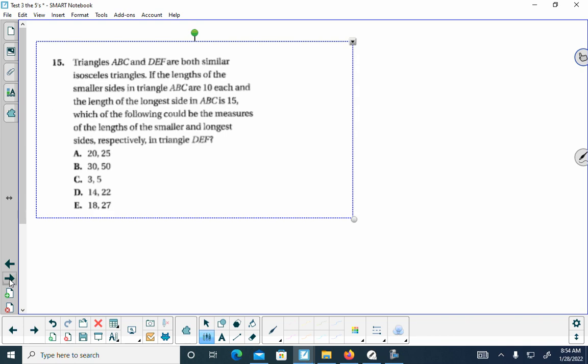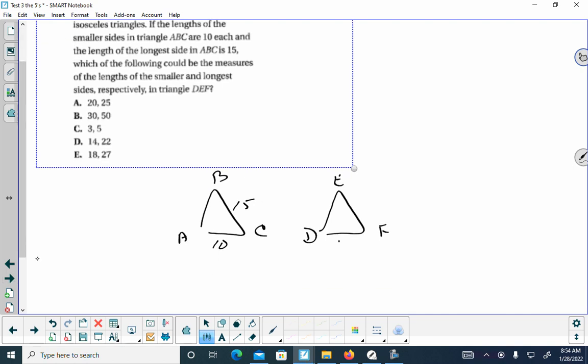Triangles ABC and DEF are both similar triangles. If the smaller sides of triangle ABC are 10 and 15, doesn't really matter what I make them, 10 and 15, which of the following could be the measures of the lengths of the smaller and the longest side of this triangle? So you want the same two sides. So if I take the smaller to the larger, I'm going to do 10 to 15, which can simplify to 2 to 3. So I'm looking for something that has a 2 to 3 ratio.